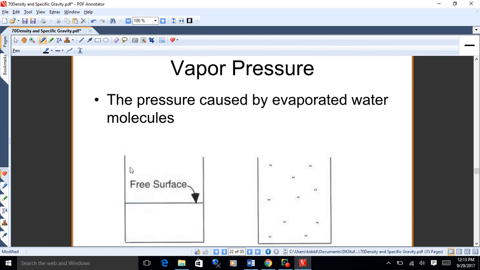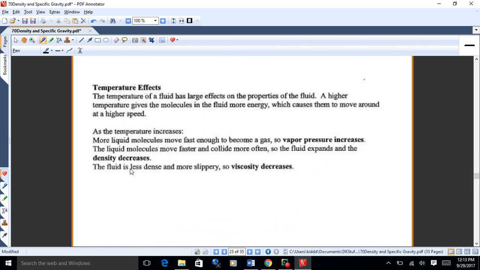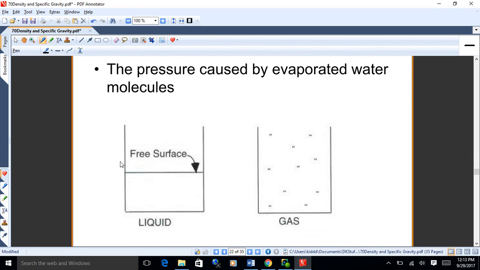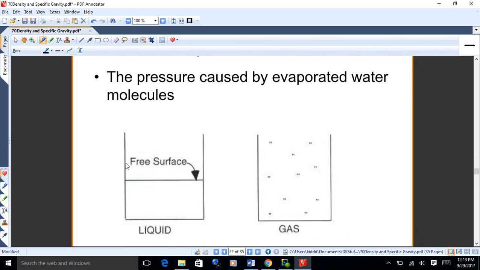And then another thing we deal with is called vapor pressure. And these are all just some other miscellaneous fluid properties, okay? So vapor pressure is the pressure caused by evaporated water molecules. So the first thing is we have different kinds of fluids that we deal with. A liquid has what you call a free surface. So if you pour a liquid in a container, you get a surface of the liquid, whereas a gas or a vapor doesn't. You just got molecules floating around.